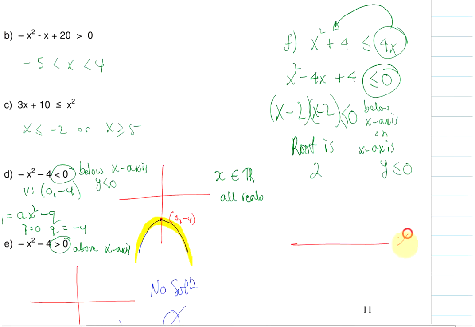Here's our x-axis. Our root is at 2. We have a parabola that opens up because a is positive. And remember, we want to include as part of our solution whatever is on the x-axis, so in this case 2. And notice that no part of the parabola is below the x-axis, so our solution region is just going to be where x is 2, and so we write that our solution is x is equal to 2. Okay, and that concludes this discussion.